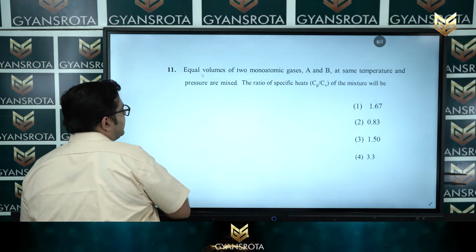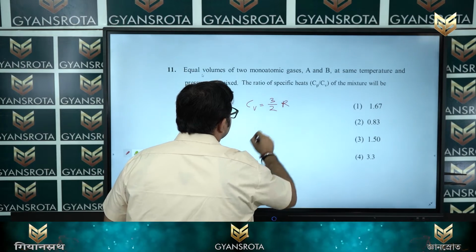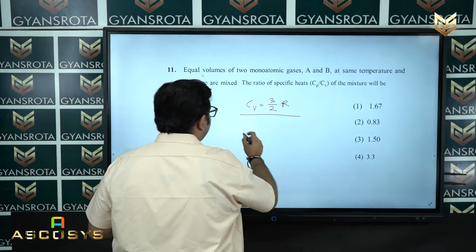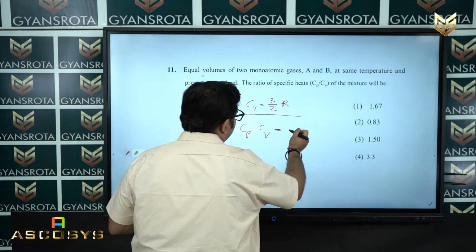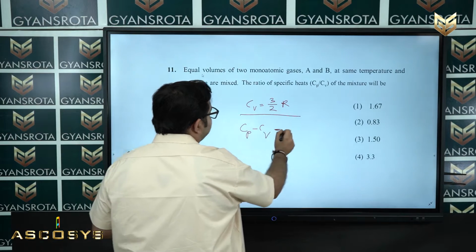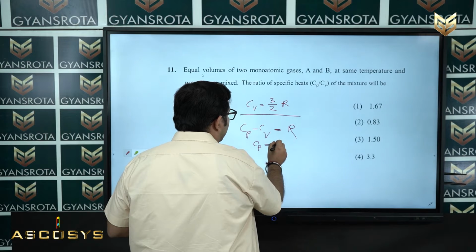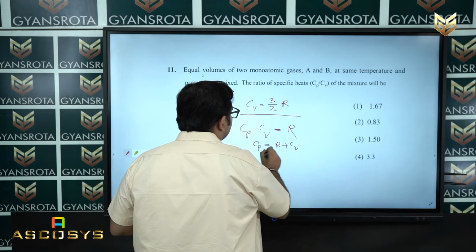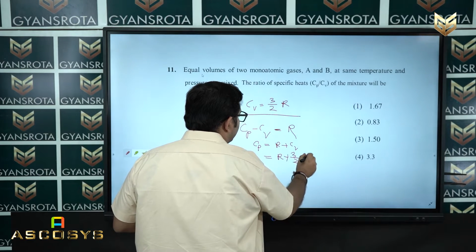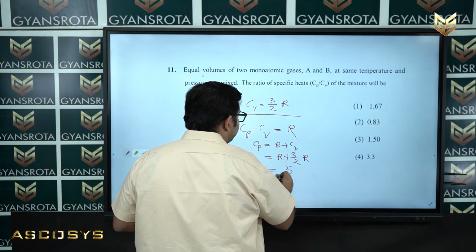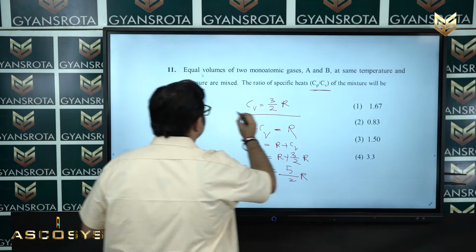So for a monoatomic gas, the Cv is equal to 3 by 2 R. Okay, so this is a constant value and we know Cp minus Cv. Okay, so this question comes from the thermodynamics part of your class 11 NCERT. So Cp minus Cv is equal to R. So if I want to find out Cp, that is R plus Cv, R plus the value of Cv, that is 3 by 2 R, we end up with 5 by 2 R. Now what do we require? We require Cp by Cv.